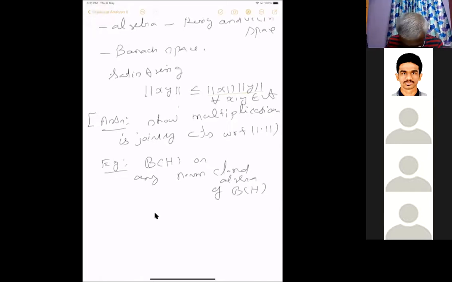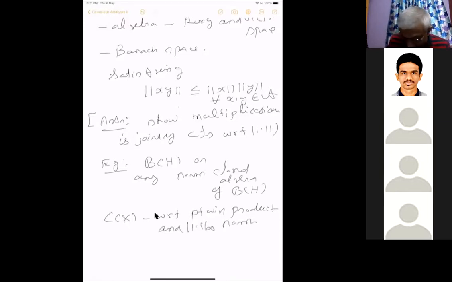A special case is C of X. But C of X can be represented as a norm closed subalgebra of B of H. You have C of X, which is a Banach algebra with respect to the usual pointwise product and the usual norm, the infinity norm. This you can easily see.